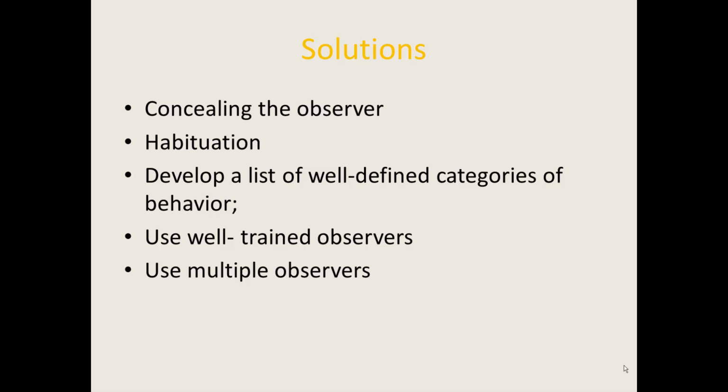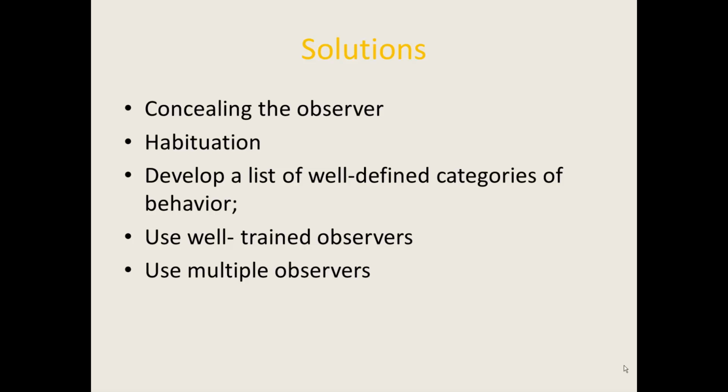What solutions do we have for these problems? One is concealing the observer, like using a one-way mirror or hidden camera. Another way is habituation, which means you go in the environment for a few days or even a few weeks, so the participants get used to your presence, and then you start your observation.